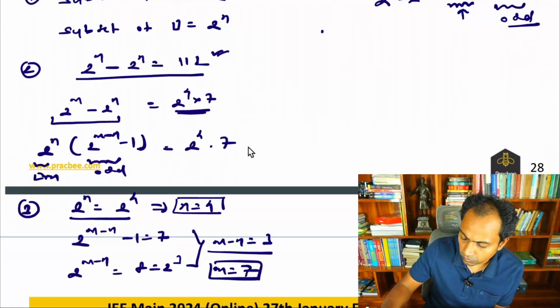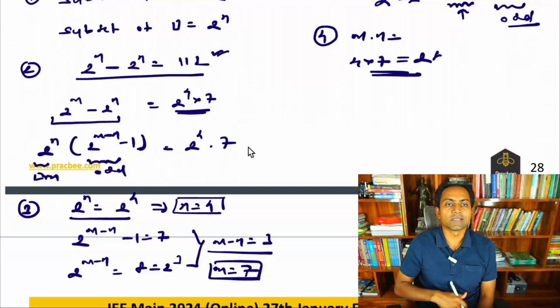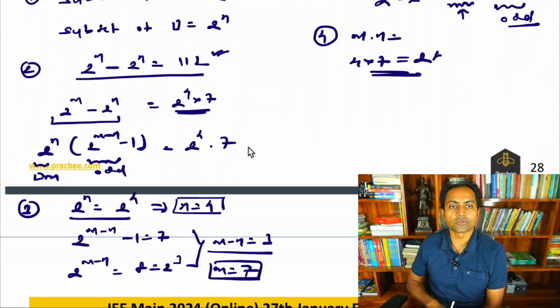Now in the fourth part, if I want to find m into n, this would be nothing but 7 into 4, that comes out to be 28. So it is a very peculiar way of solving this 2 raised to the power m minus 2 raised to the power n equation.